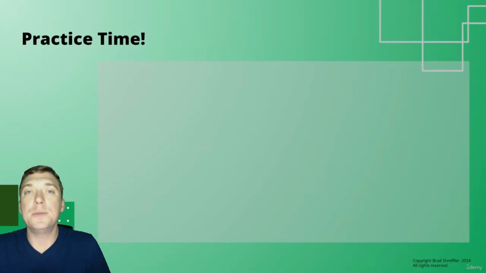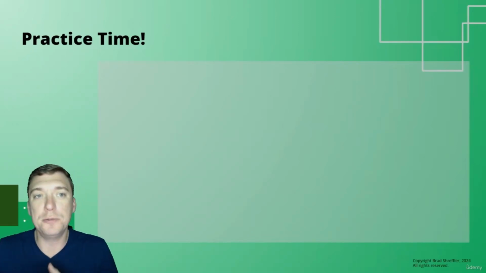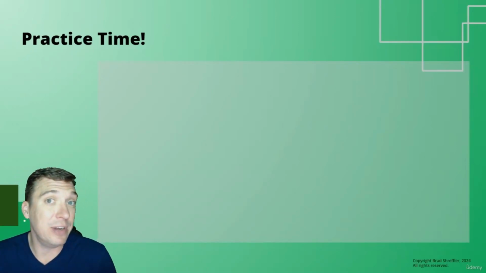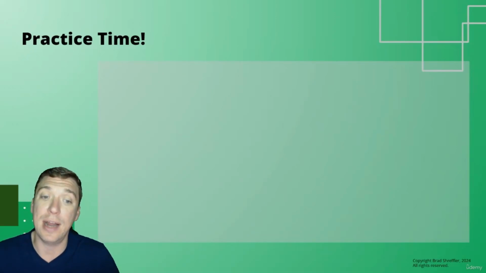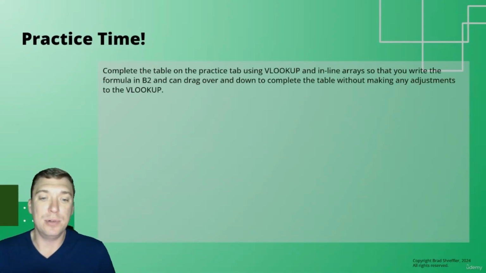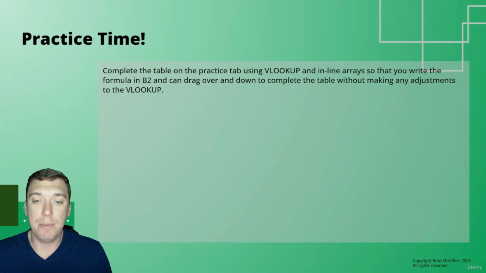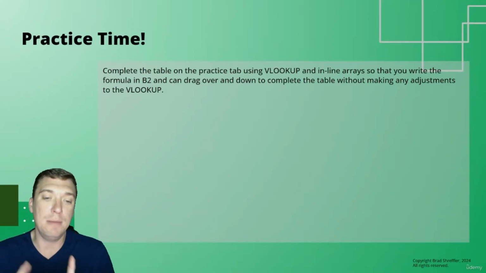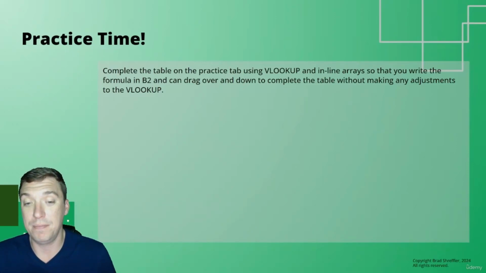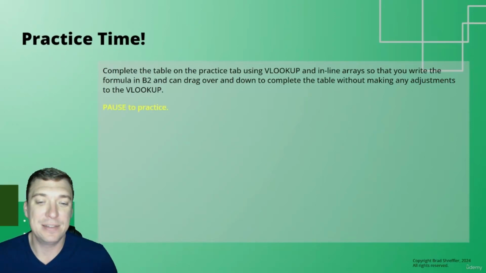Also, because this lesson is more of a conceptual idea than an actual formula, you'll notice the content has been a little bit shorter, but I've actually made the practice activity a little bit harder because I haven't directly taught you one of the tricks to make this actually work. But if you think about it, you'll probably be able to figure it out. So, your practice activity for today, complete the table on the practice tab using VLOOKUP and inline arrays so that you write the formula in B2 and can drag over and down to complete the table without making any adjustments to the VLOOKUP. Pause to practice.